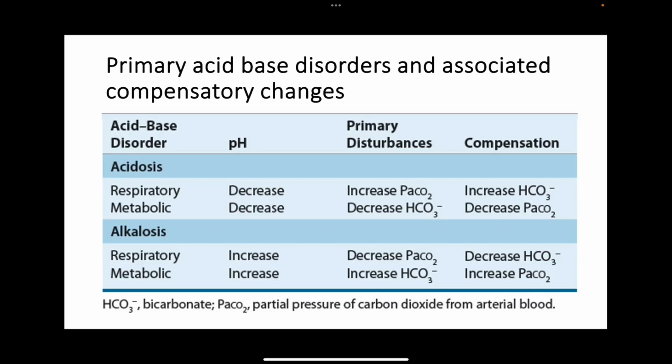This is the chart that shows the primary acid-base disorders and the associated compensatory changes. You can see here that the compensatory changes occur in the same direction. For example, in respiratory acidosis, pH is reduced because it is an acidosis. The primary disturbance is increased PaCO2 because it is a respiratory acidosis, and the compensatory change is an increase in bicarbonate levels, so it is in the same direction as the change of PaCO2. Same with all the other disorders.